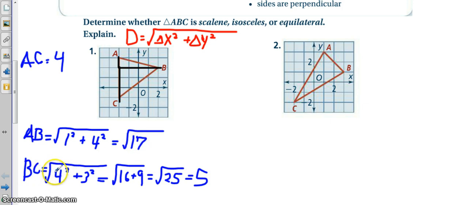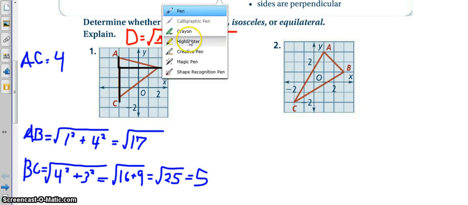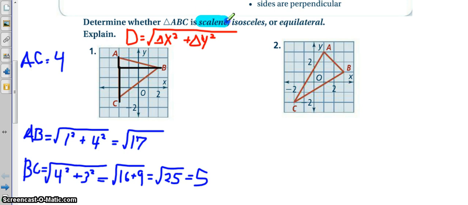Here for BC, I did change in X was 4 and change in Y was 3. Again, the sign of the change doesn't really matter because even if it was negative, we would square it and it would become positive. So we get radical 25 or just 5, and since I have side lengths of 4, radical 17, and 5, this triangle is in fact a scalene triangle. Try number 2 if you have not yet.